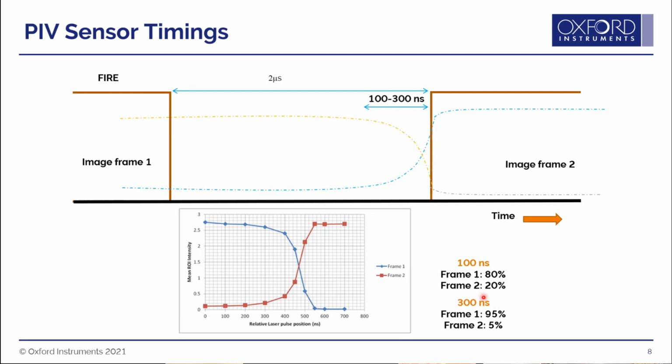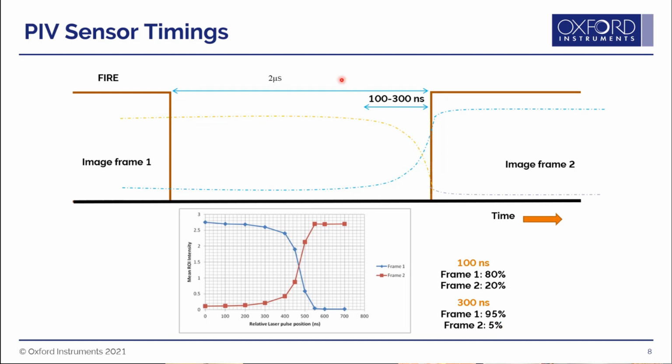And you can then decide, well, okay, I want to take a picture that has a 300 nanosecond time delay between it, and I know I'm going to get a 95% contribution in frame 1 on one side of the image and a 5% contribution of frame 2 at the same time, and you can figure out then how much crosstalk you're going to have between your images. So this is why I was talking about the electronics before, because it physically takes time to transfer your charge from your pixel into the buffer.